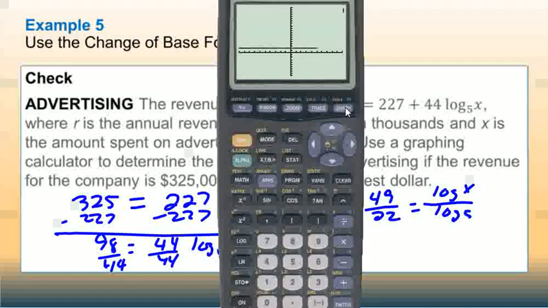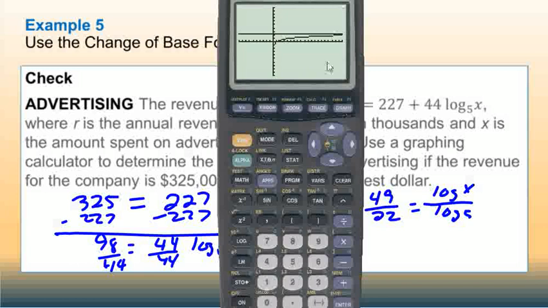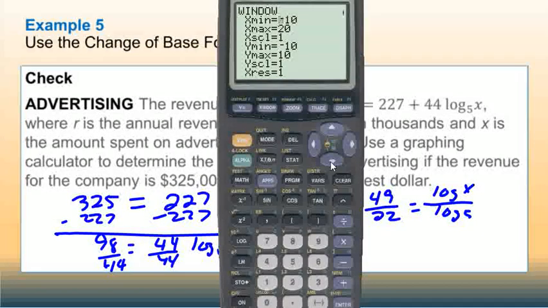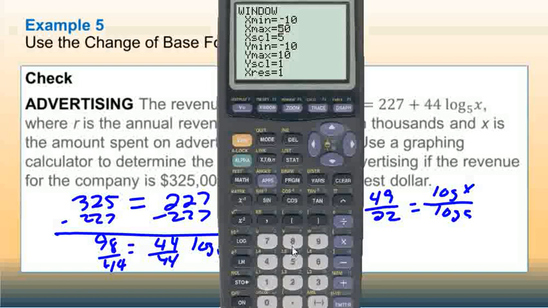We hit graph. Might have to change my settings a little bit here. Yep, so let's change our window settings. Let's make the maximum 20. The Y maximum, let's make this 10. Now let's graph that. Still need to go further. The window setting, the X maximum, let's make that 50. And let's count by fives. And let's change this to 100, we'll count by tens.